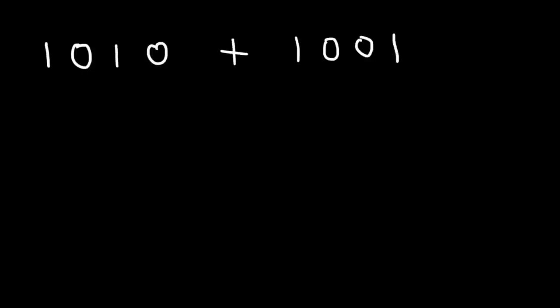Now let's work on some example problems. Go ahead and add these two binary numbers. 1, 0, 1, 0 plus 1, 0, 0, 1. Now the first thing you should do is line up these numbers. And then add up the numbers column by column.